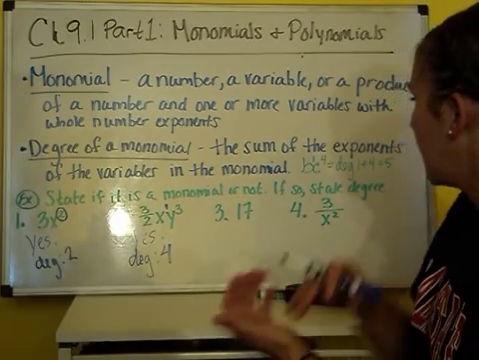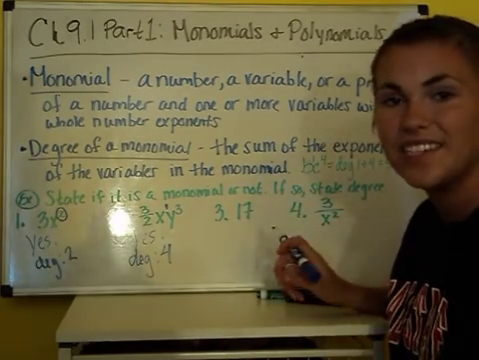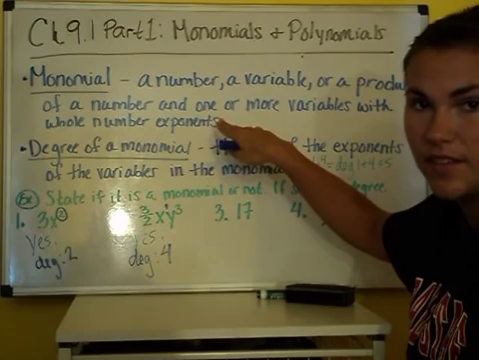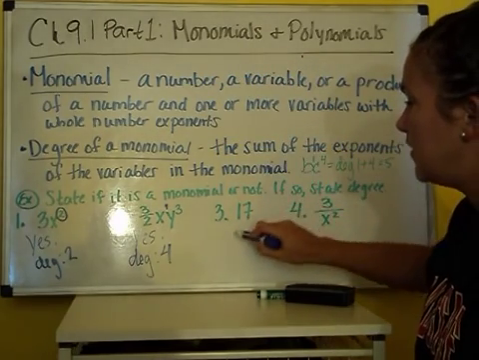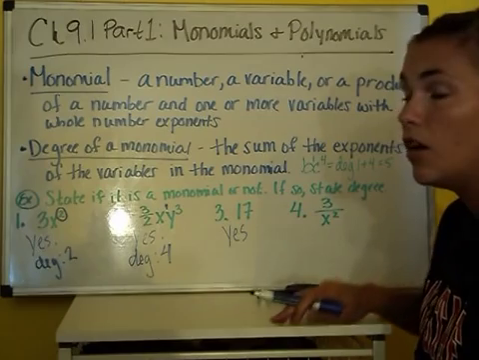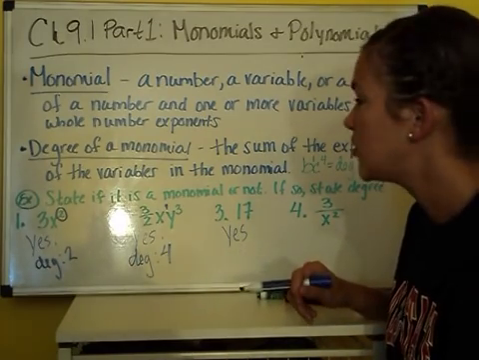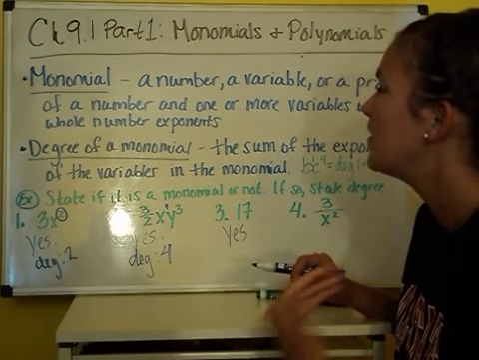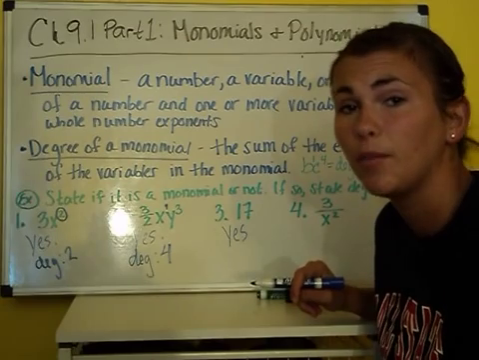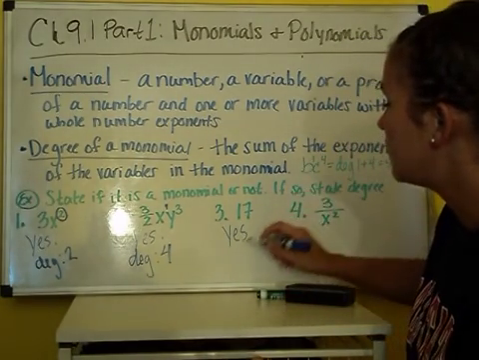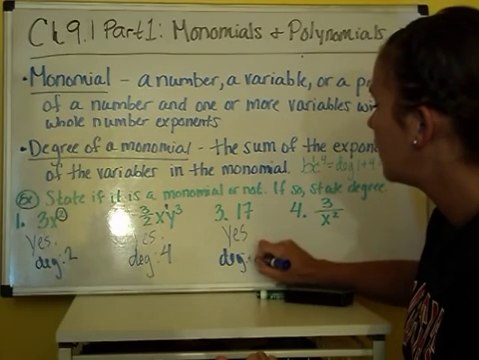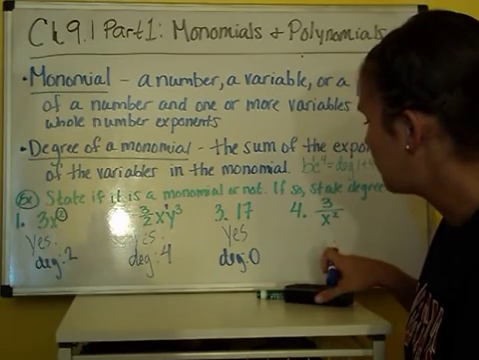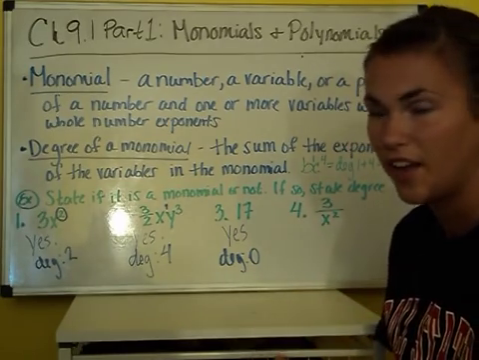Here, number 3, we have 17. Remember, our definition of a monomial is a number, a variable, or a product of the two. This is a number, so yes, this is a monomial. Here the degree is a little bit trickier, but once you understand this, it'll be a piece of cake. It is the sum of the exponents of the variables. Does this have any variables? No. So since it has no variables, the degree is 0. Degree 0 is allowed. That is the degree of a constant.